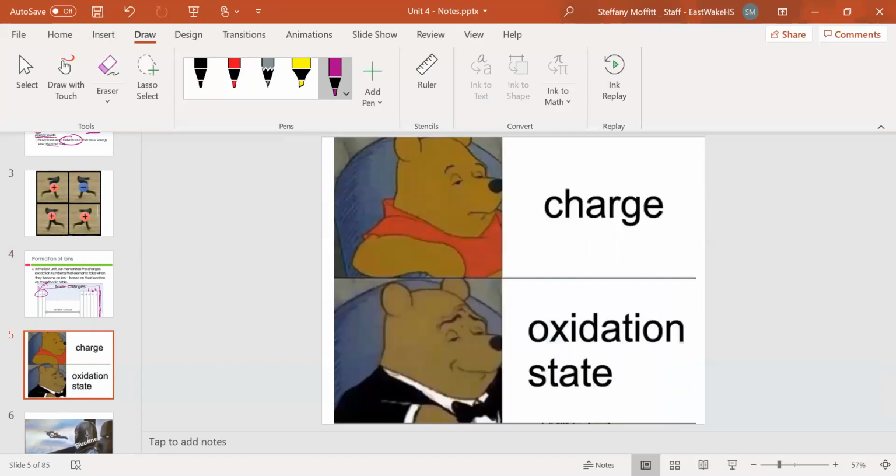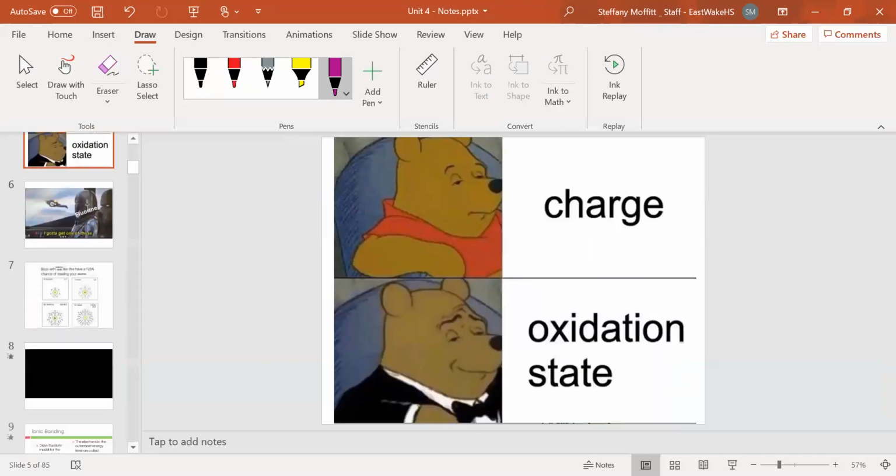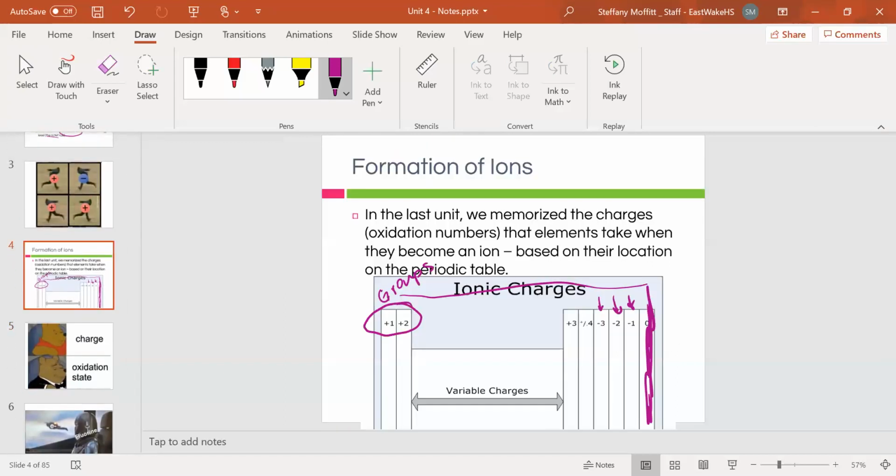We might call those charges, but sometimes we also call those oxidation states. And those charges are going to tell us how it's going to bond. So for instance, fluorine is in this group, group 17, and it takes on a -1 charge because it's going to want to gain 1 extra electron in order to be happy.